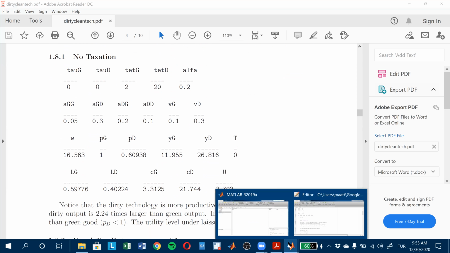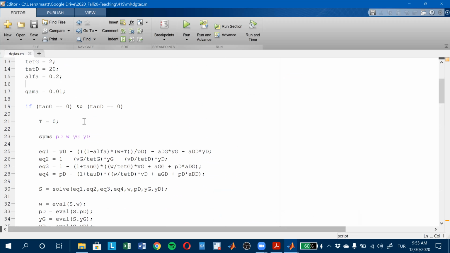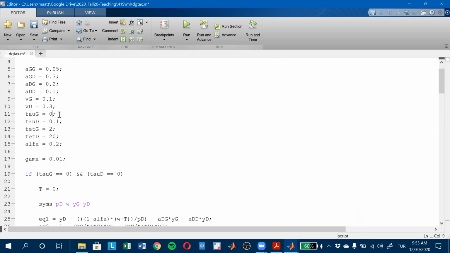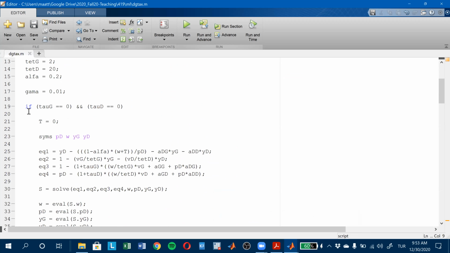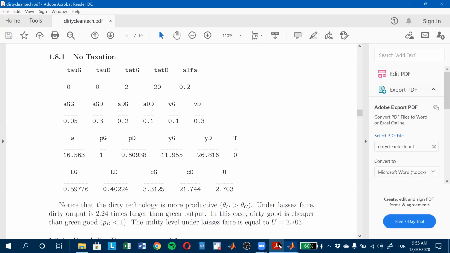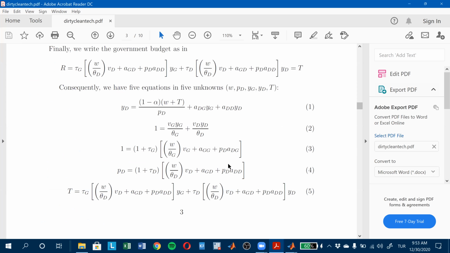Now, the first example is that there is no taxation. Now, I go to my code and set the tax rates to 0, right? I set the tax rates to 0 and save it here. Now, here there's an if condition, okay? Why do I need this if condition? Because if both taxes are 0, this equation drops from the system, right? If both taxes are 0, the last equation, equation 5, is not part of this system.